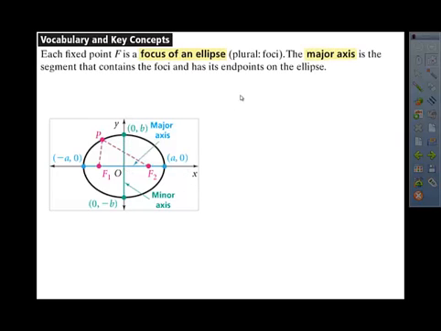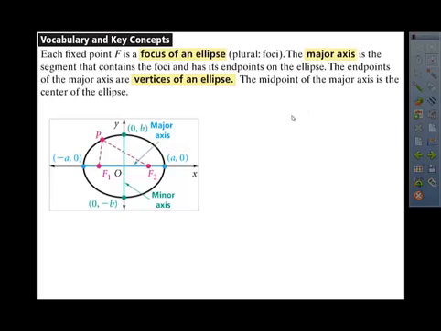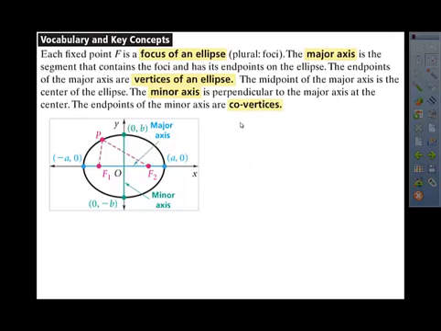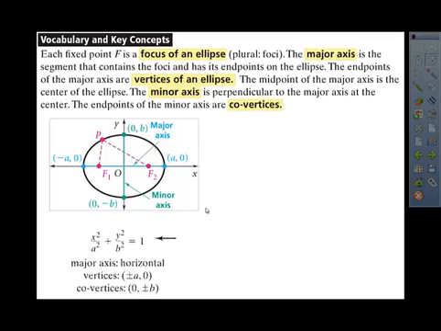All right. So major axis is basically the segment that contains the focus, okay, and has the endpoints of the ellipse. And then we have the endpoints of the major axis are called the vertices. I already kind of talked about that, and then yeah, the center. Okay, so minor axis is going to be perpendicular, like I mentioned. All right, so it has these things called co-vertices. So these are called the vertices. These are called co-vertices.